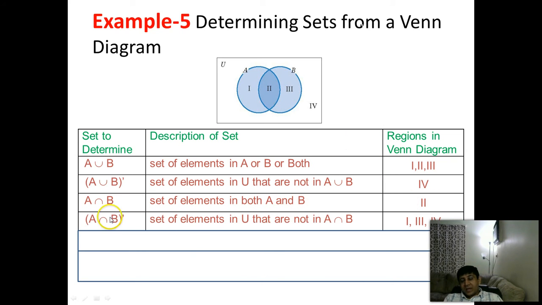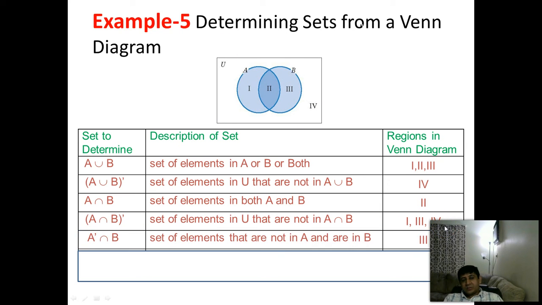Suppose we want to find the complement of A intersection B. This will be the set of elements in U that are not in A intersection B. So from the Venn diagram, it will be regions 1, 3, and 4. We are excluding this part only. We will exclude this part, and everything else will be the region.